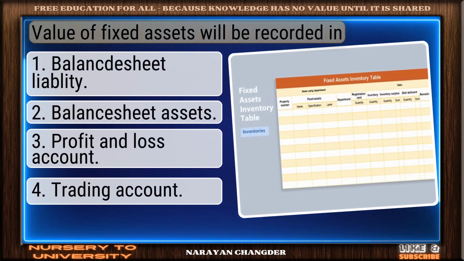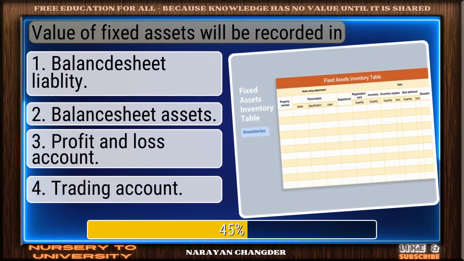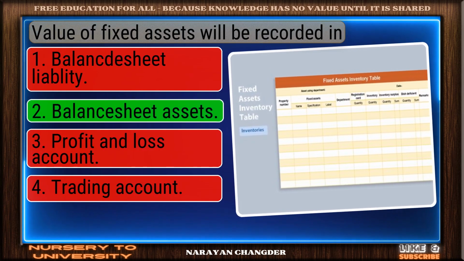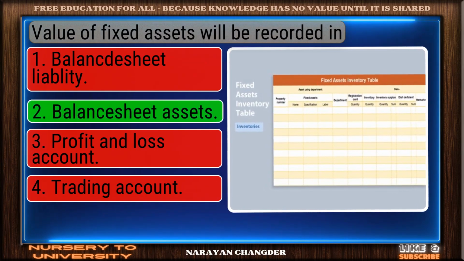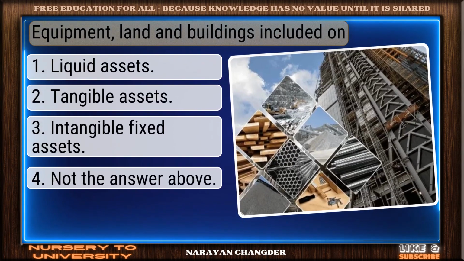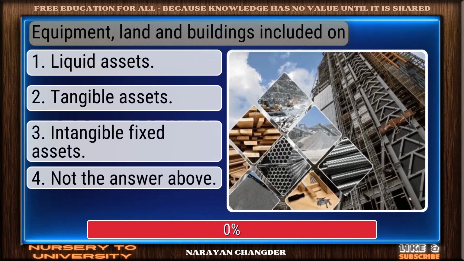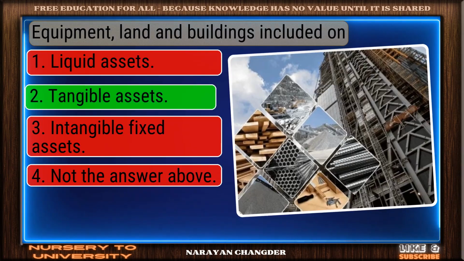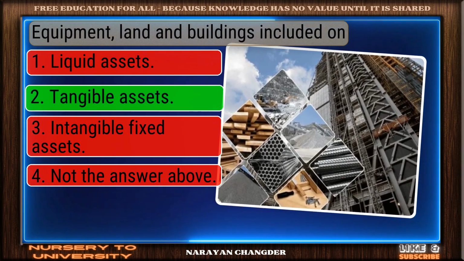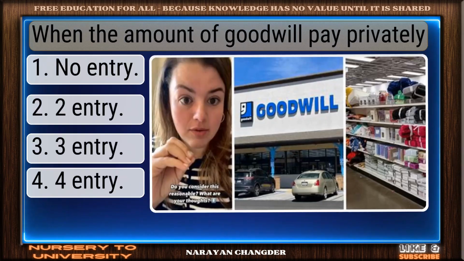Value of fixed assets will be recorded in. Well done. Balance sheet assets is the right choice. Equipment, land and buildings included on. Sharp thinking. Tangible assets is the right choice.